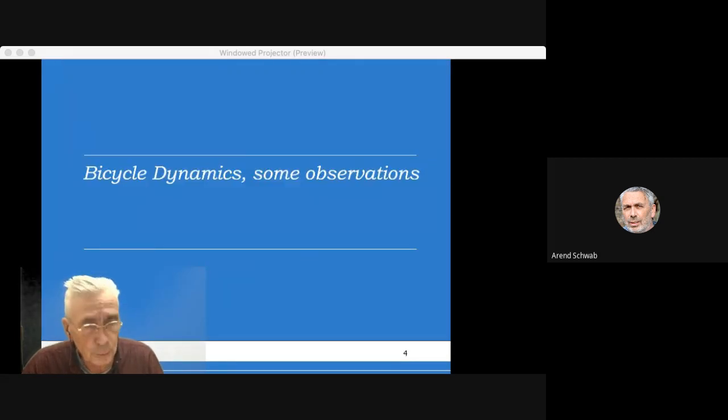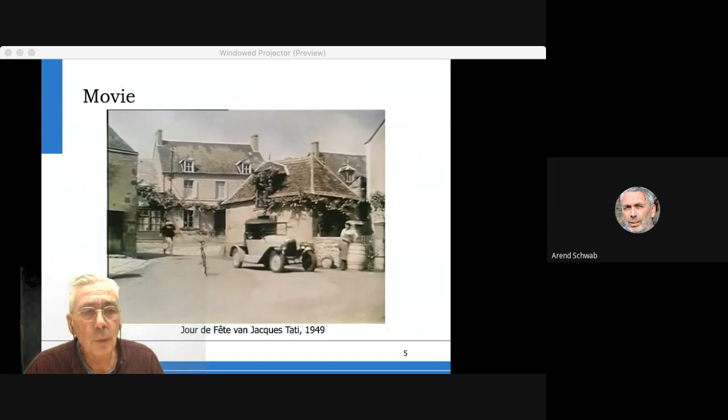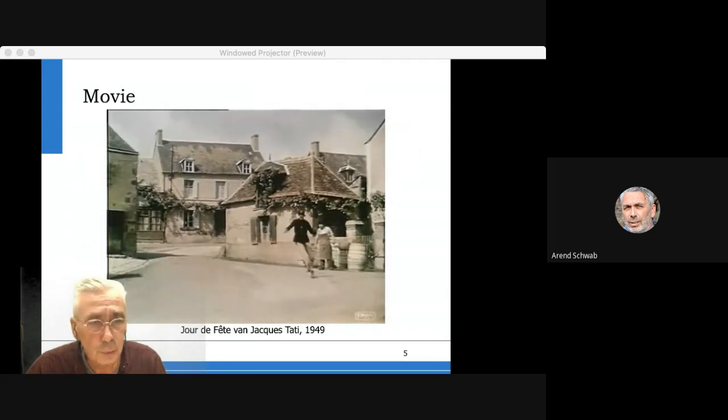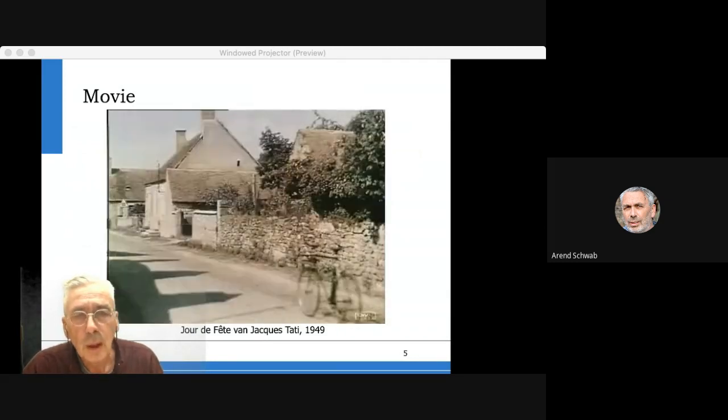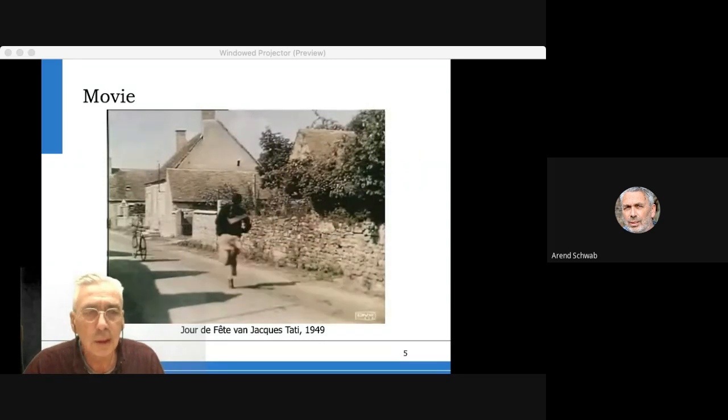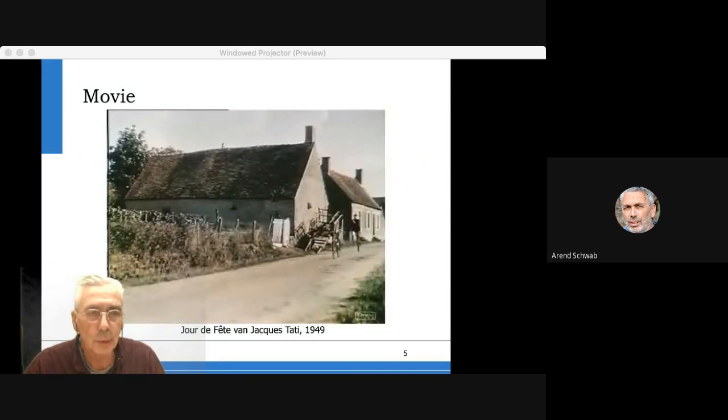Let's start with an observation. This is a movie, Jour de Fête, from Jacques Tati. It's a French movie about a postman who wants to rationalize things, and by rationalizing, he wants to use a bicycle.